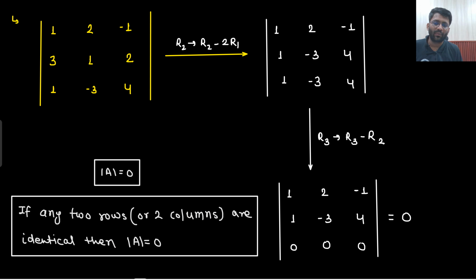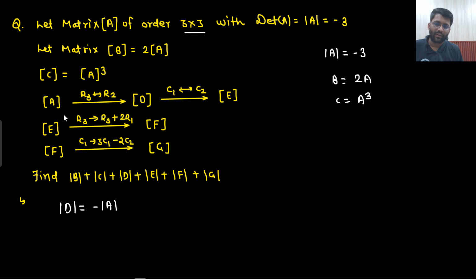So when you go from A to D, this is what you are doing. So what will be the determinant of D? That would be minus of -3. That will become 3 only. So determinant of D will be 3. When you are going from D to E, what is happening?